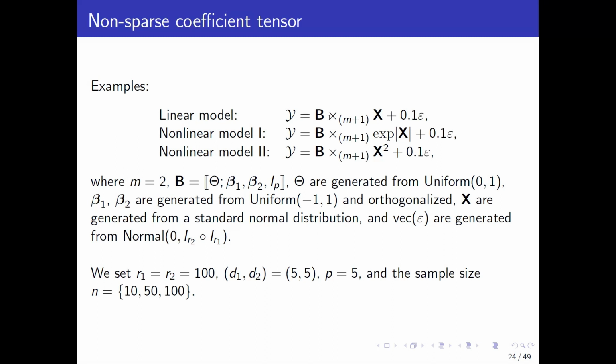So we set our response to be a 100 by 100 matrix, and the dimensions of beta 1 and beta 2 are both equal to 5, and the dimension of the predictor is also equal to 5. We consider several different sample sizes: 10, 50 for the small sample case, and 100 for the large sample case.